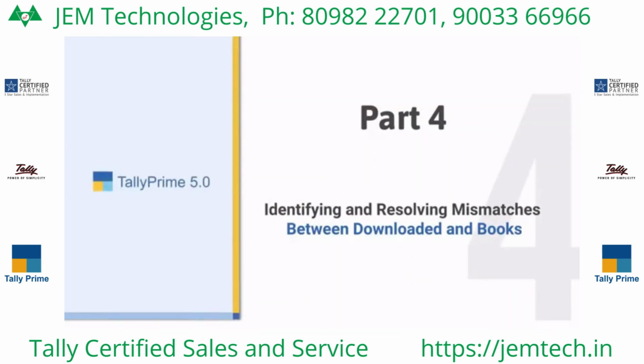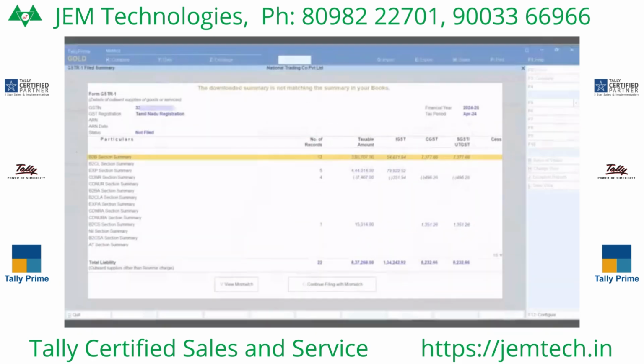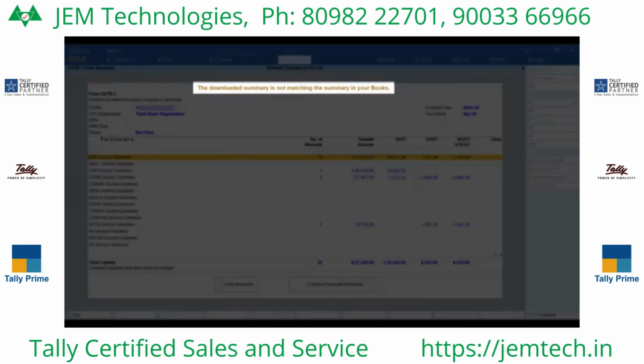Now, there might be mismatches between the downloaded data and book. You might have made changes in TallyPrime after uploading the vouchers. In a different scenario, you might have made changes on the GST portal. In such cases, there will be mismatch between the downloaded summary and that in the books. After GSTR1 is downloaded from the GST portal, it is compared with the books. In case of mismatch, a prompt is displayed.